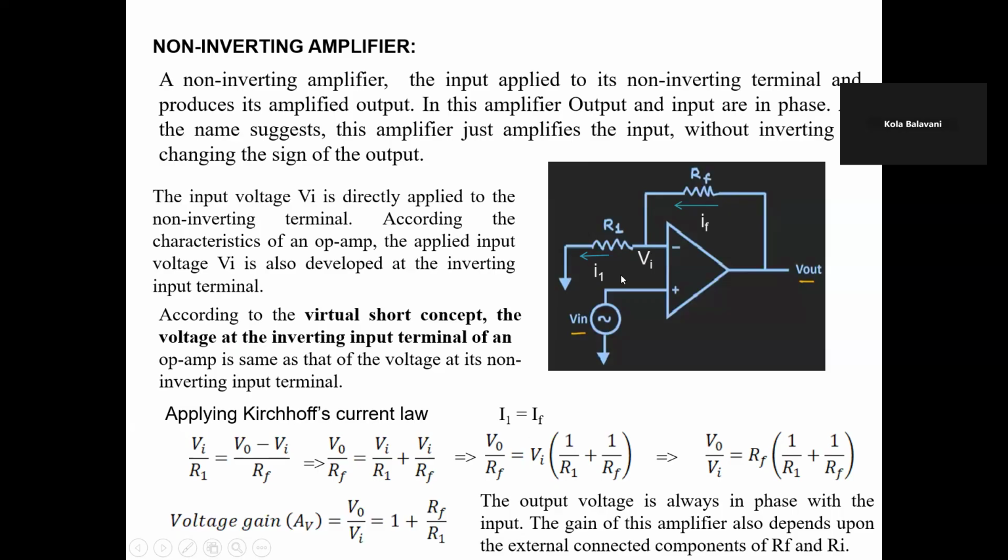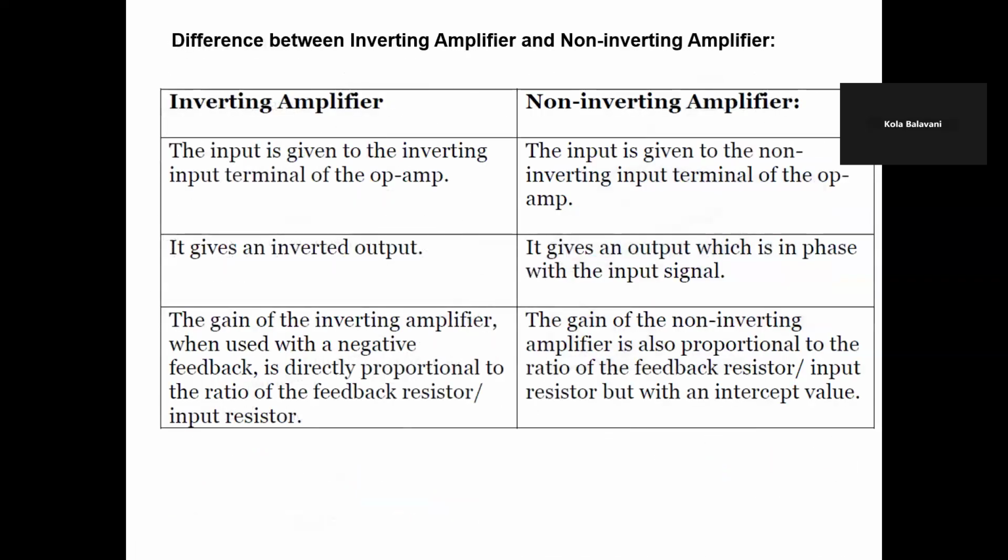I1 equals IF. I1 is nothing but Vi minus 0 by R1, and IF is nothing but V naught minus Vi by RF. By simplifying this equation, finally V naught equals 1 plus RF by R1 into Vi. Finally, we need the gain value. The gain is output by input, so V naught by Vi equals 1 plus RF by R1. From this equation, we can say the output voltage is always in phase with the input signal, and the gain of the amplifier depends on the externally connected components RF and R1. So this is about the non-inverting amplifier.